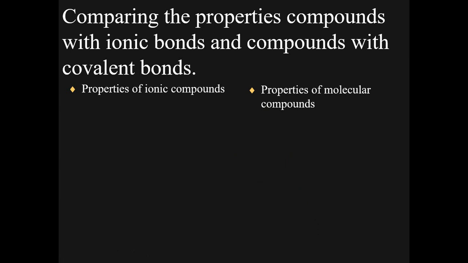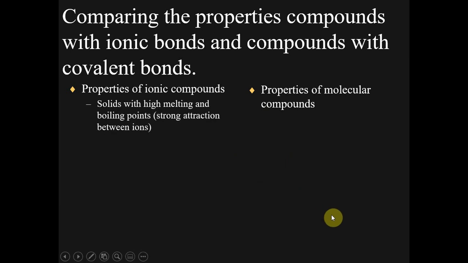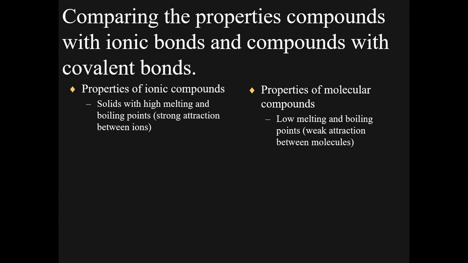Ionic compounds and covalent compounds are very different from each other. Some of the properties of ionic compounds: they have very high melting and boiling points, because the electrostatic attraction between the ions is a very strong attraction. Molecular compounds, on the other hand, have very low melting and boiling points, again because the attraction between those compounds is somewhat weaker, actually quite a bit weaker than the attraction between ions. And there's a whole range, because you can have fairly strong attractions and you can have very weak attractions as well.